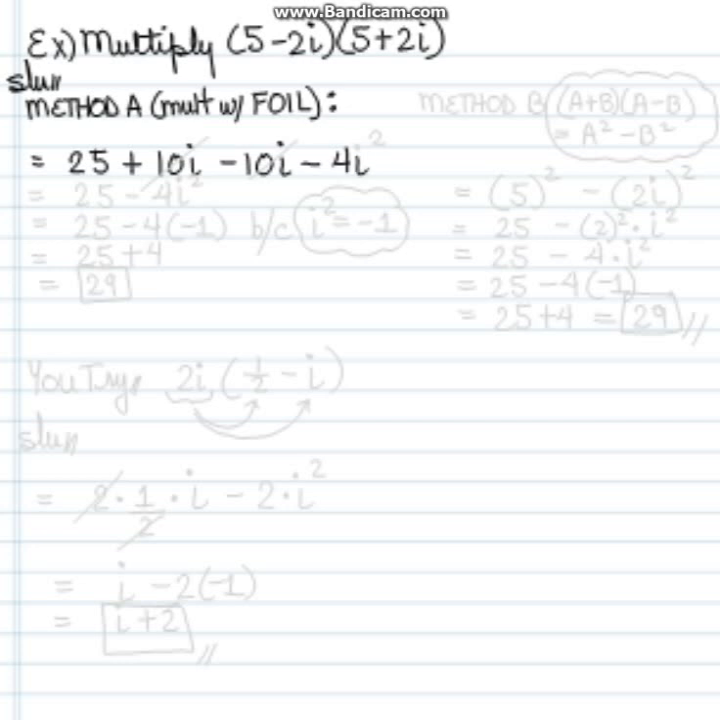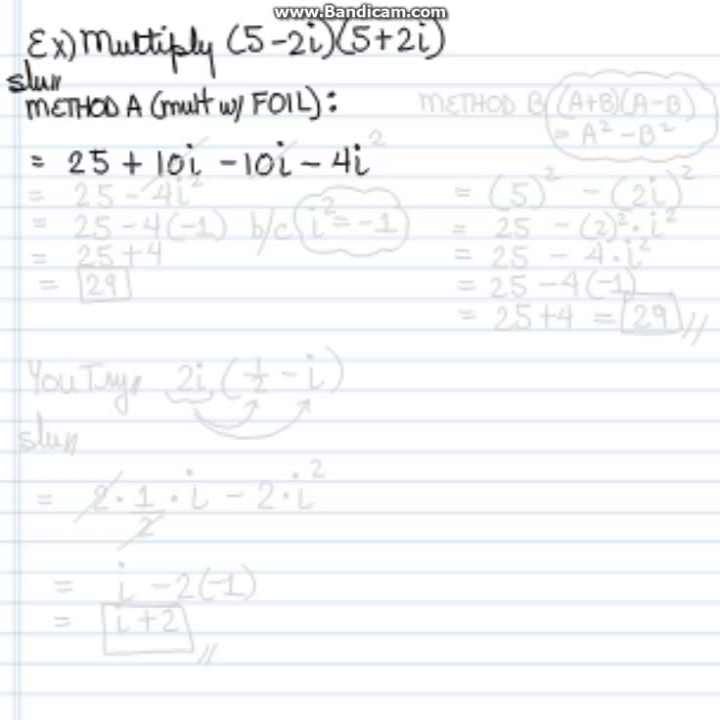And then last times last, we have to be careful here. Last times last is negative 2i times positive 2i. So that's going to be a negative answer because it's a negative times a positive. So we have our negative sign. Then the 2 times the 2 is the 4. And then here's where a lot of people make a mistake.